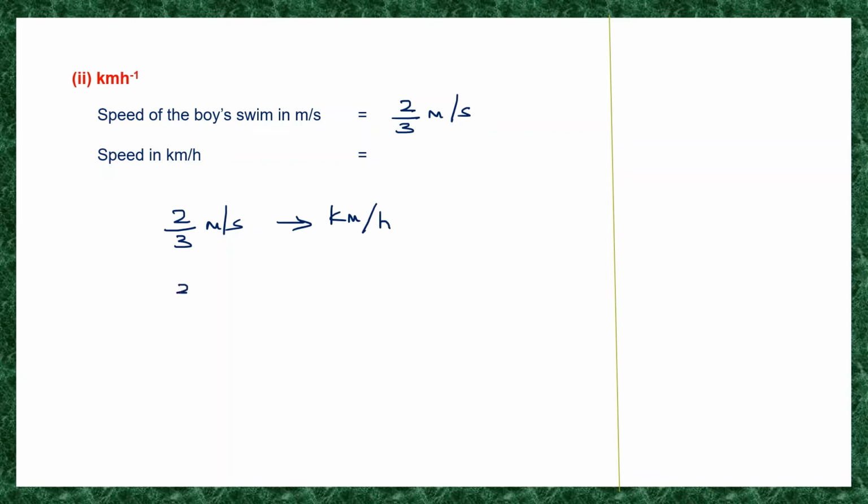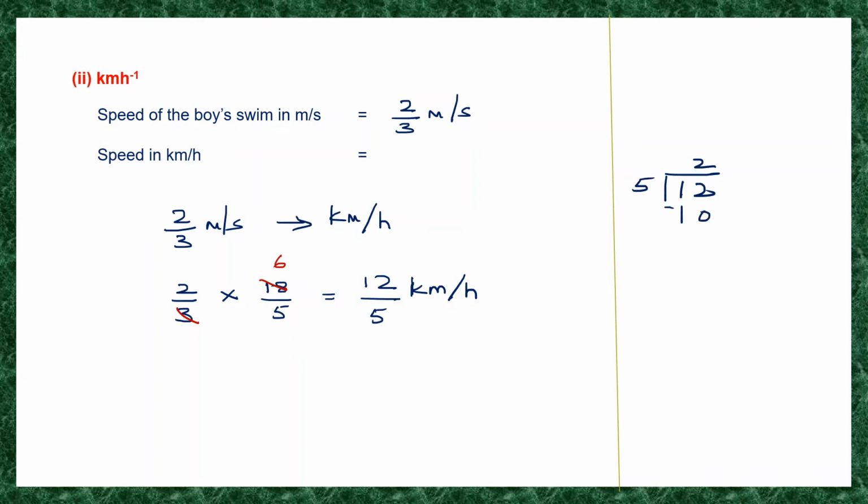To do this, we have to take 2 by 3, which is in meters per second, and multiply it by 18 by 5. So here we can cancel. 3 6s are 18. Now there's nothing more to cancel, so we multiply the numerators. 6 2s are 12 divided by 5. Now this is in kilometers per hour. Now let's simplify that. Let's divide 12 by 5. 5 2s are 10, minus 2.